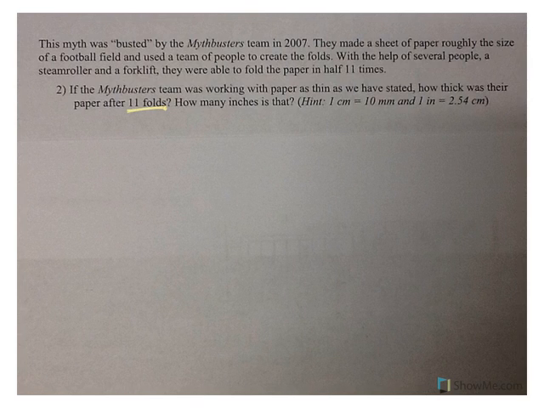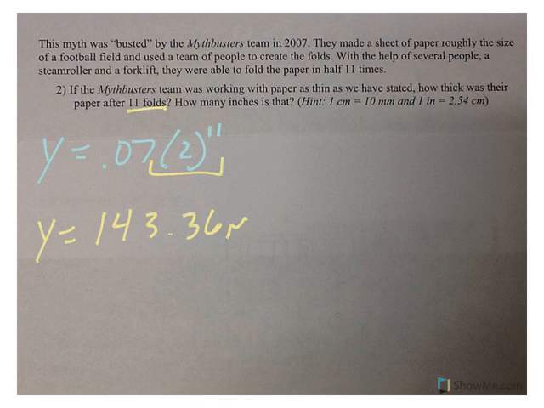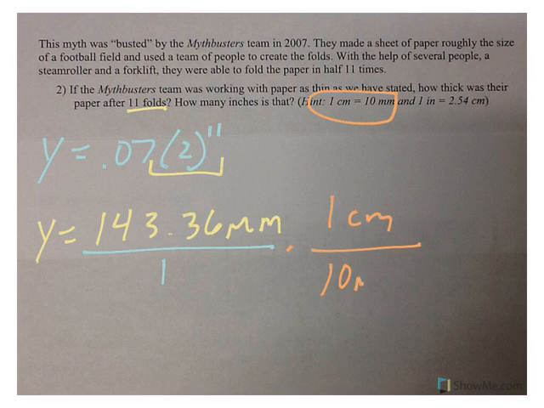Now, they also want us to change it to inches, and we'll do that in a minute. So 11 folds. That's y equals 0.07 times 2 raised to the 11th power. So again, 2 to the 11th first, then multiply by 0.07, and we get 143.36 millimeters. Now, let's go ahead and go back to our conversion days. 1 centimeter is 10 millimeters.